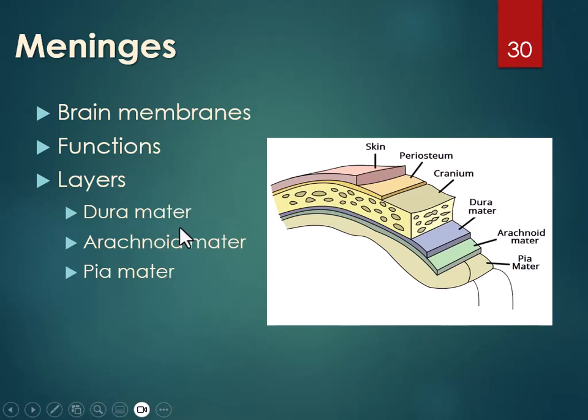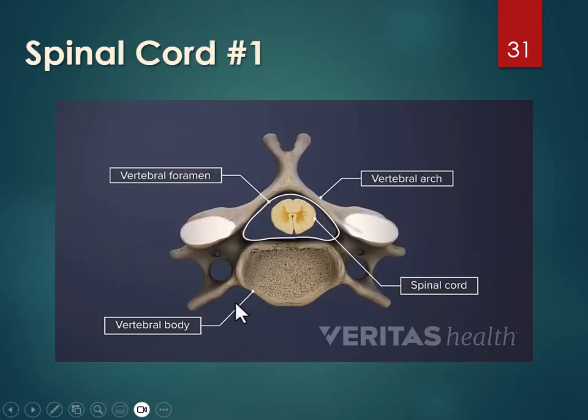The dura mater is the one right underneath the skull. And then the arachnoid mater is underneath that. It looks like a spider web, hence the name. And the pia mater touches the brain itself, goes down into each one of those little grooves. And the cerebrospinal fluid is between those last two. It also extends down into the spinal cord, which is shown here.